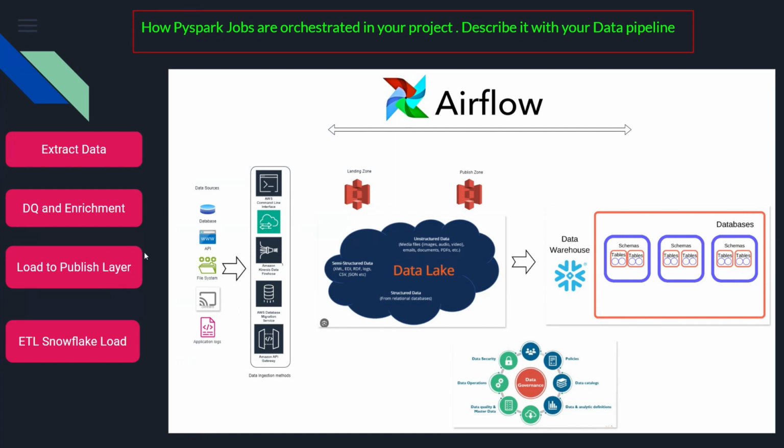So we have the DQ and enrichment. There will be two Spark jobs basically. The first is to extract data and apply the DQ and enrichment, and the second is to apply the transformations, create the ETL job and load to the Snowflake layer. So this is a very basic example of a simple data pipeline. And these jobs, which we are creating in PySpark, will be orchestrated in Airflow.